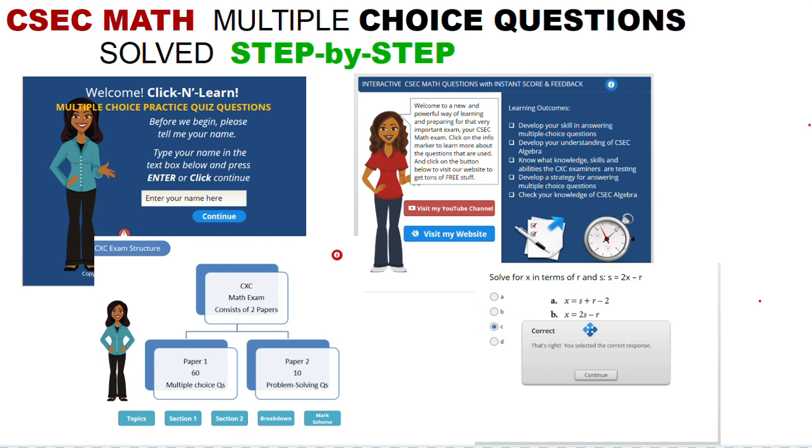Here's an example of a quiz: solve for the terms of R and S in the equation. You click on a button, you make your choice, and you get instant feedback whether you're right or wrong. At the end of the set of quizzes, you'll get your total score and feedback, and you'll get the opportunity to review the quizzes to see what you got right and what you got wrong.